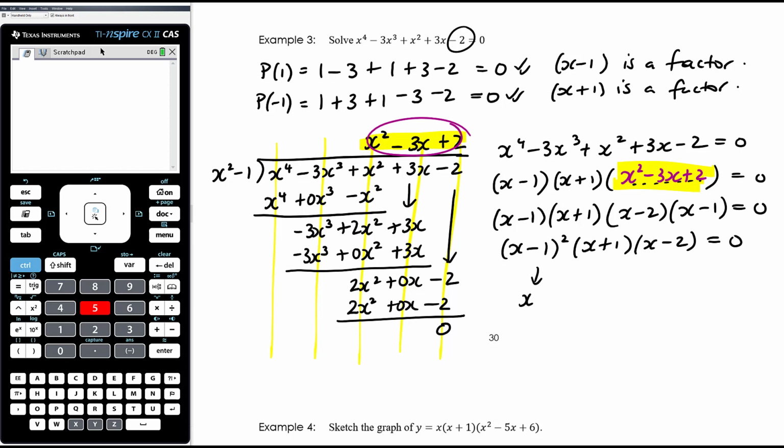Null factor law tells us that x minus 1 equals 0, so x equals 1, or x plus 1 equals 0, so x equals negative 1, or x minus 2 equals 0, so x equals 2.